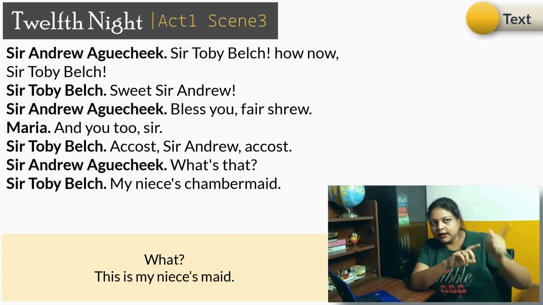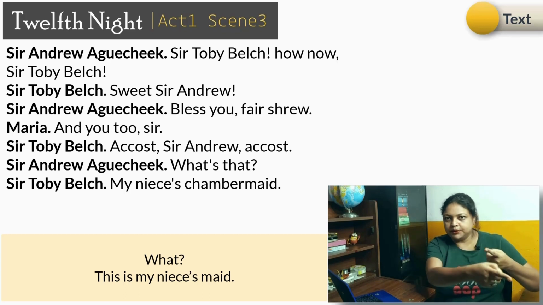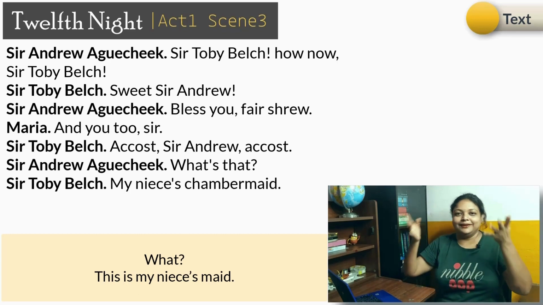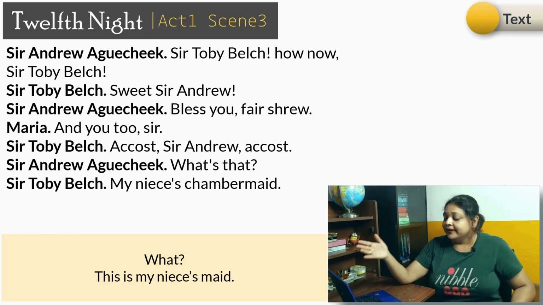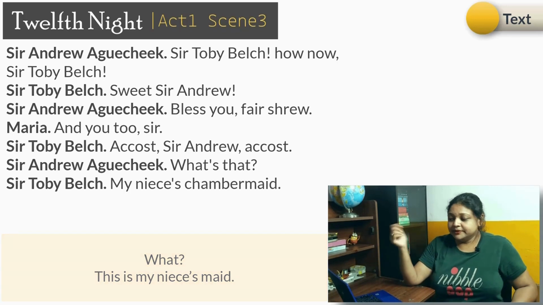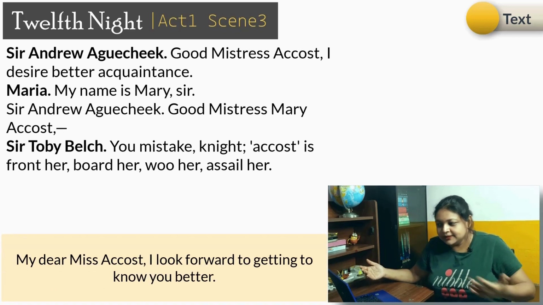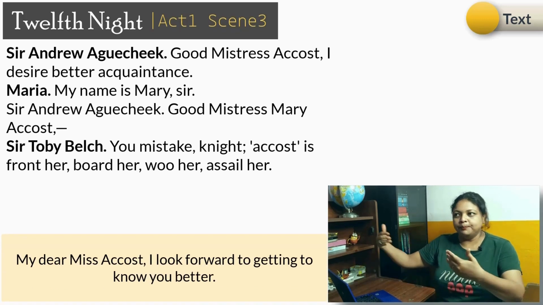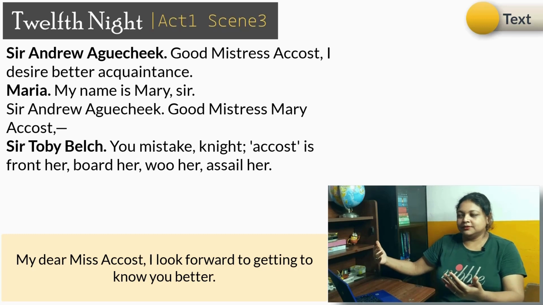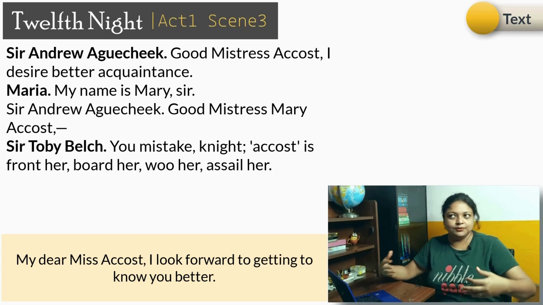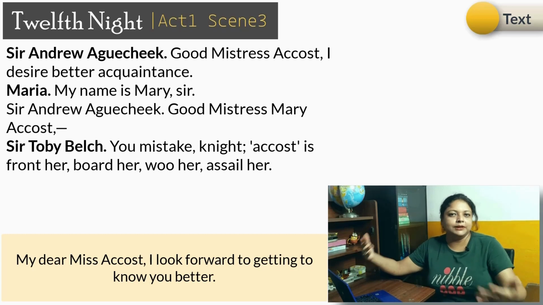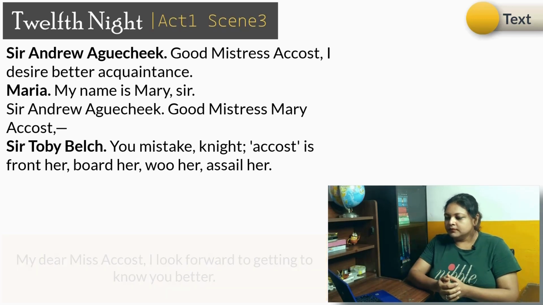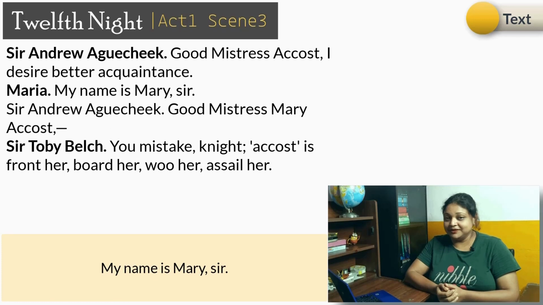Andrew thinks that accost means the name of this person. Okay, so he's totally dumb, I can tell that. He greets Maria in this way. Good Mistress Accost, I desire better acquaintance. So look at the pomp, look at the style that he's adopting, as if he's doing something grand here. I desire better acquaintance. My name is Mary, sir. She is very, very angry right now. Andrew thinks Accost was her surname. Name is Mary, so her full name is Mary Accost.